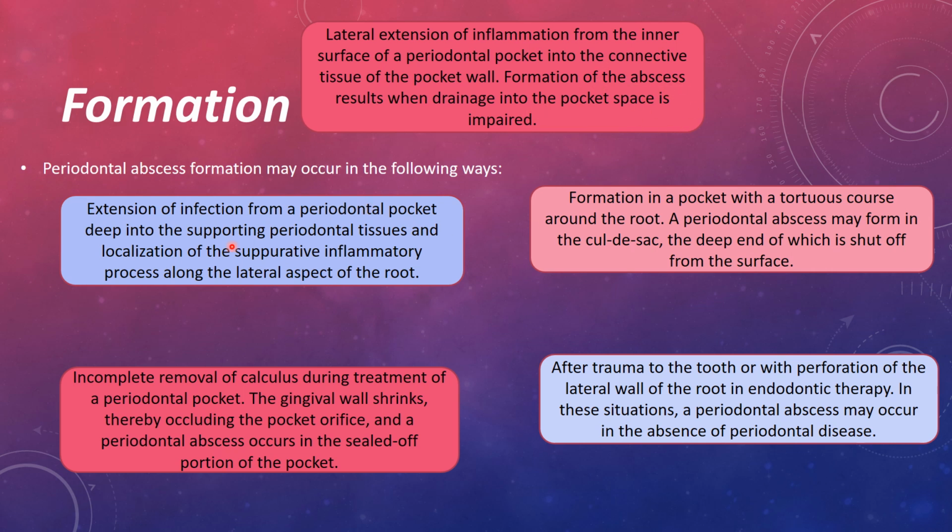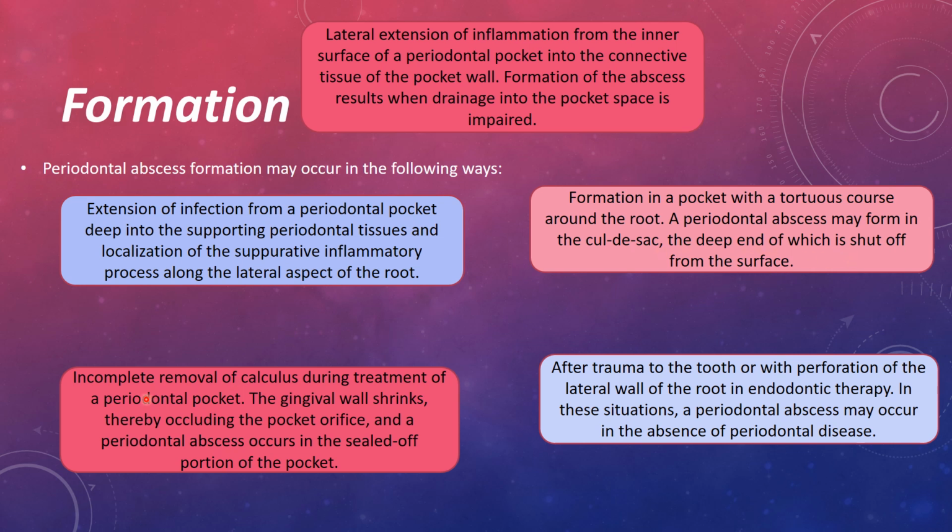The next one is the extension of inflammation from the periodontal pocket deep into the supporting periodontal tissues and the localization of the suppurative inflammatory process along the lateral aspect of the root. So if it is accumulated along the lateral aspect of the root, it forms a periodontal abscess. Then the other cause is the formation in a pocket with a tortuous course around the root. So if it is a complex type of pocket, the drainage won't be that proper. So in that case, a periodontal abscess may form in the cul-de-sac. So it will get trapped inside, the deep end of which is shut off from the surface.